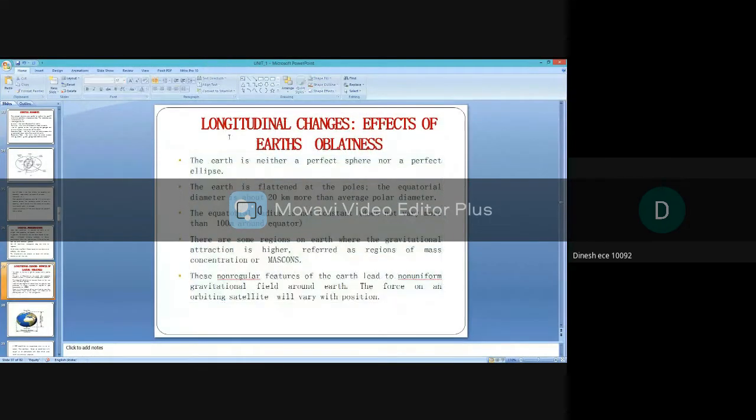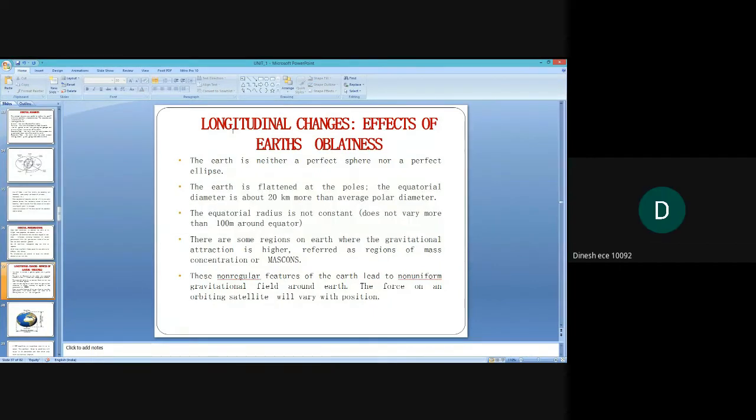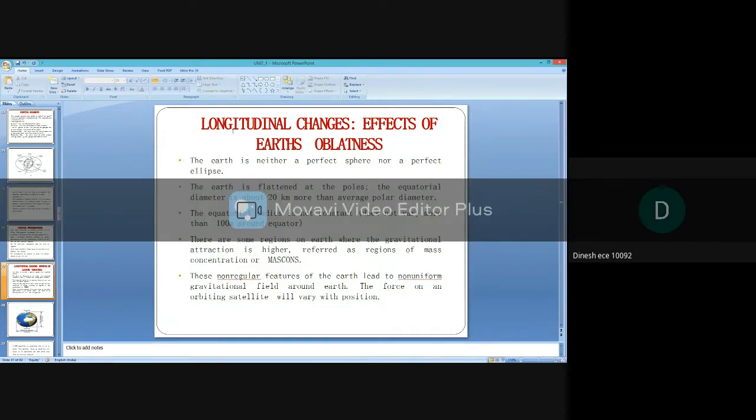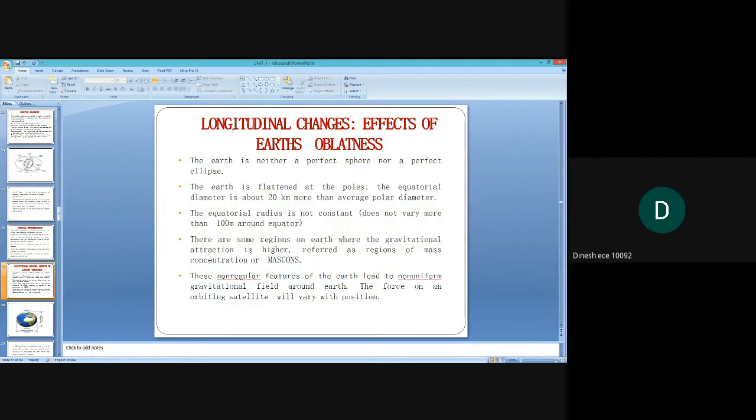So we'll see what happens due to those effects. The longitudinal changes occur due to the effect of the Earth's obliqueness, because the Earth is neither a perfect sphere nor a perfect ellipse. The Earth is flattened at the poles. You can see that we have a North Pole and a South Pole. At the poles, the Earth's surface is always flattened.